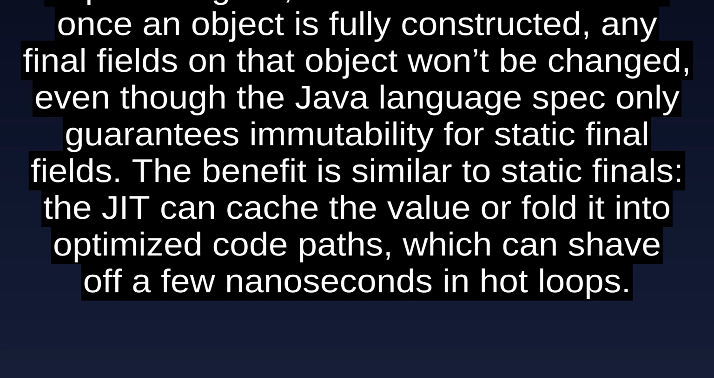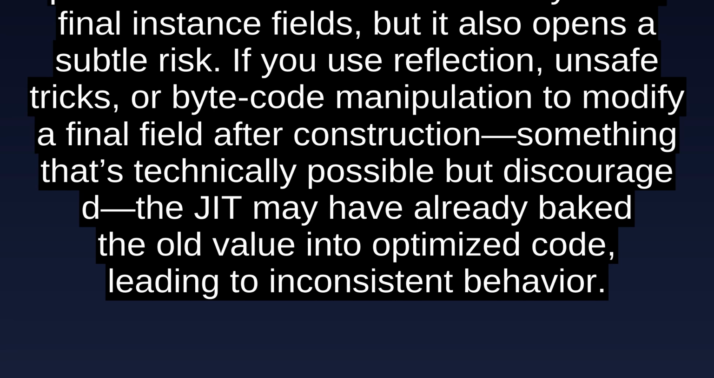The benefit is similar to static finals. The JIT can cache the value or fold it into optimized code paths, which can shave off a few nanoseconds in hot loops. The Stack Overflow thread points out the trade-offs. Enabling TrustFinalNonStaticFields can improve performance for code that heavily reads final instance fields, but it also opens a subtle risk. If you use reflection, unsafe tricks, or bytecode manipulation to modify a final field after construction, something that's technically possible but discouraged, the JIT may have already baked the old value into optimized code, leading to inconsistent behavior.